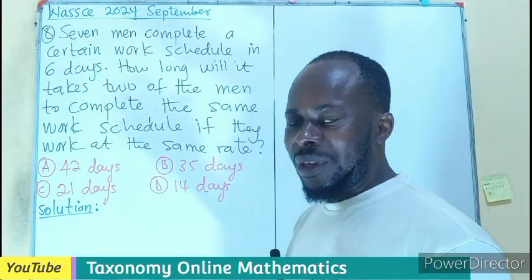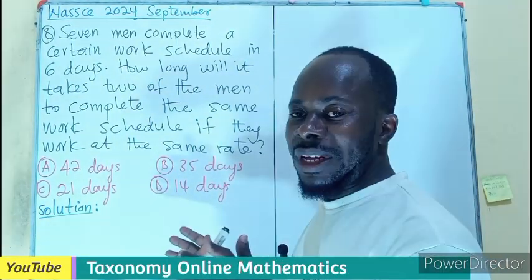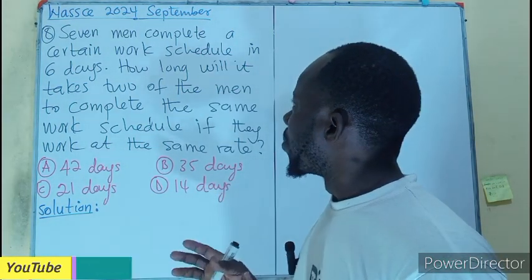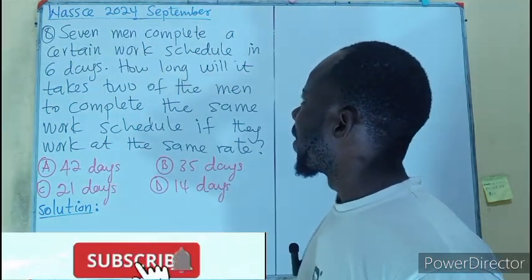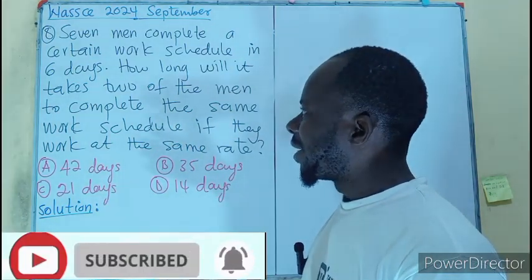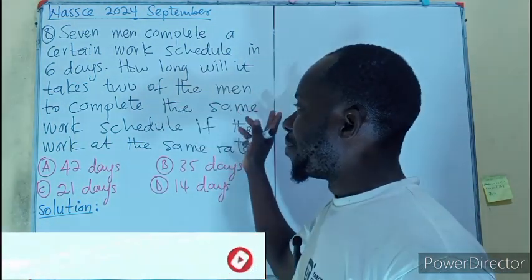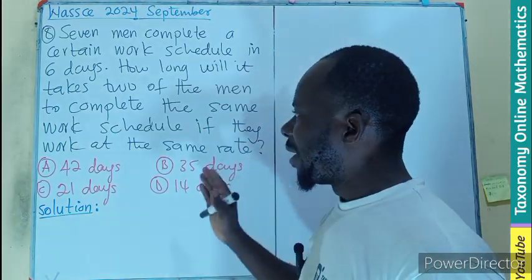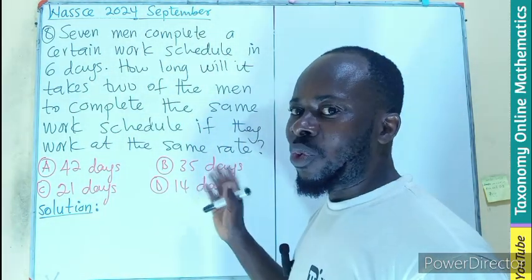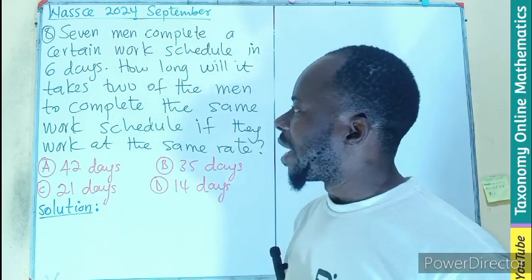Let's use two separate methods to solve this indirect proportion question. 7 men complete a certain work schedule in 6 days. How long will it take 2 of the men to complete the same work schedule if they work at the same rate? This is WASSCE 2024 September edition.